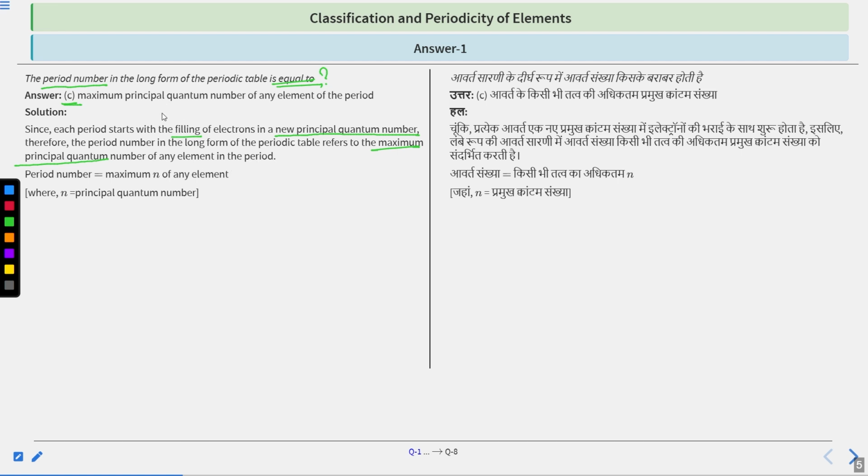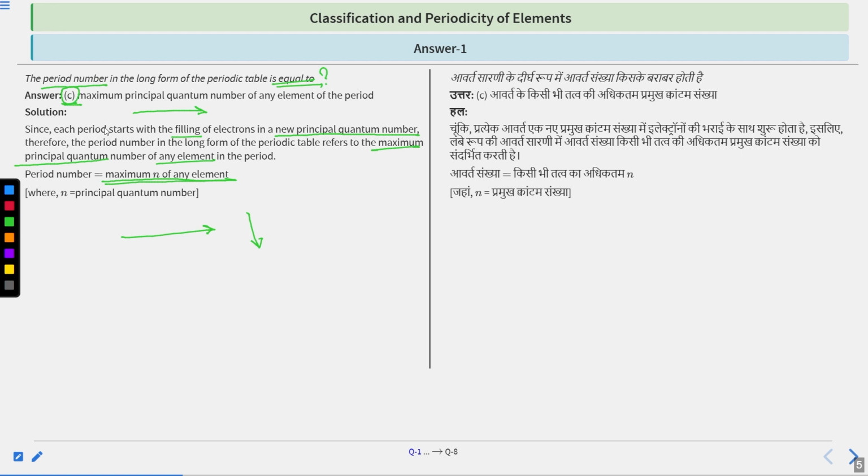Okay, so period is from left to right in a periodic table, and the group is from top to bottom. In a period, the period number refers to the maximum principal quantum number of any element in that particular period. Period number is equal to the maximum n of any element. Here n is the principal quantum number, and thus option C is the correct answer.